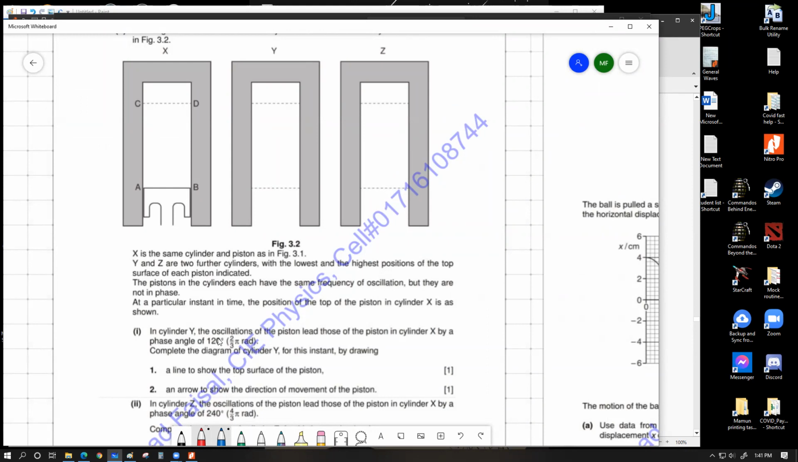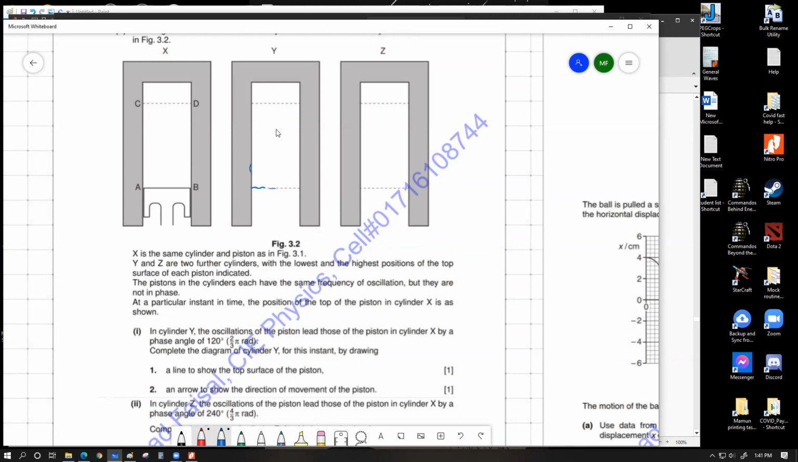Have a look over here. In cylinder Y, the oscillation of the piston leads those of piston X in cylinder X by a phase angle of 120 degree, which means these particles underwent this position 120 degree earlier. Leading means physically these things are 120 degree ahead of X. So the position that X is at, this piston is going to be 120 degree ahead of this piston. Now that's the part that I need all of you to understand.